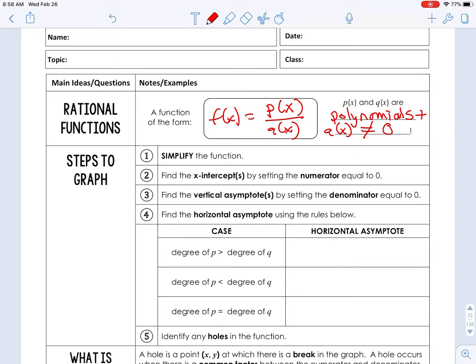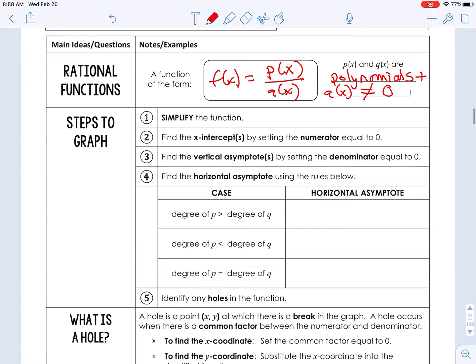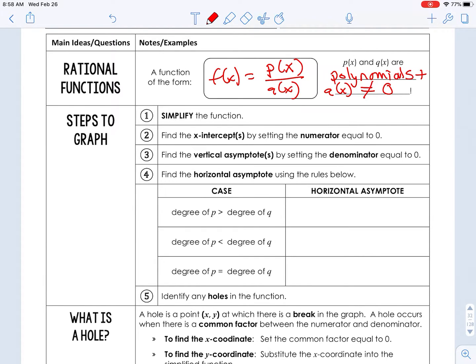In 5 minutes. Okay. 2, find the x-intercept by setting the numerator equal to 0. 3, find the vertical asymptote by setting the denominator equal to 0. Find the horizontal asymptote using the rules below. So the horizontal asymptote is the difficult one. Remember, we talked about how you could sum this all up just with division. If you divide the 2, it'll tell you what it is that you have.